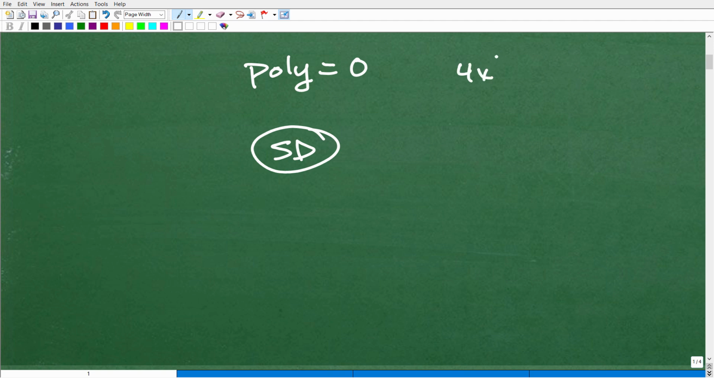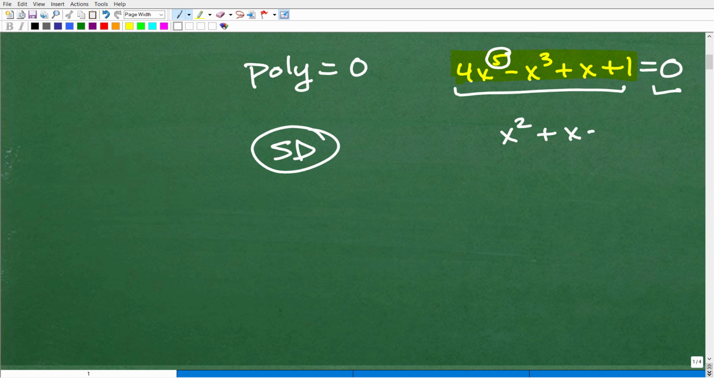Let's say I had 4x to the fifth minus x cubed plus x plus 1 is equal to 0. So this is a polynomial equation, and it's set equal to 0. We're going to try to solve this polynomial equation. This is a fairly challenging problem, okay? We're talking about a fifth degree polynomial equation. And we're not talking about x squared here, where we can just use the quadratic formula. If I just had x squared plus x minus 7 equals 0, I've got a formula to solve this polynomial equation, but this is not that at all. I have a fifth degree, so it's a pretty sophisticated problem.